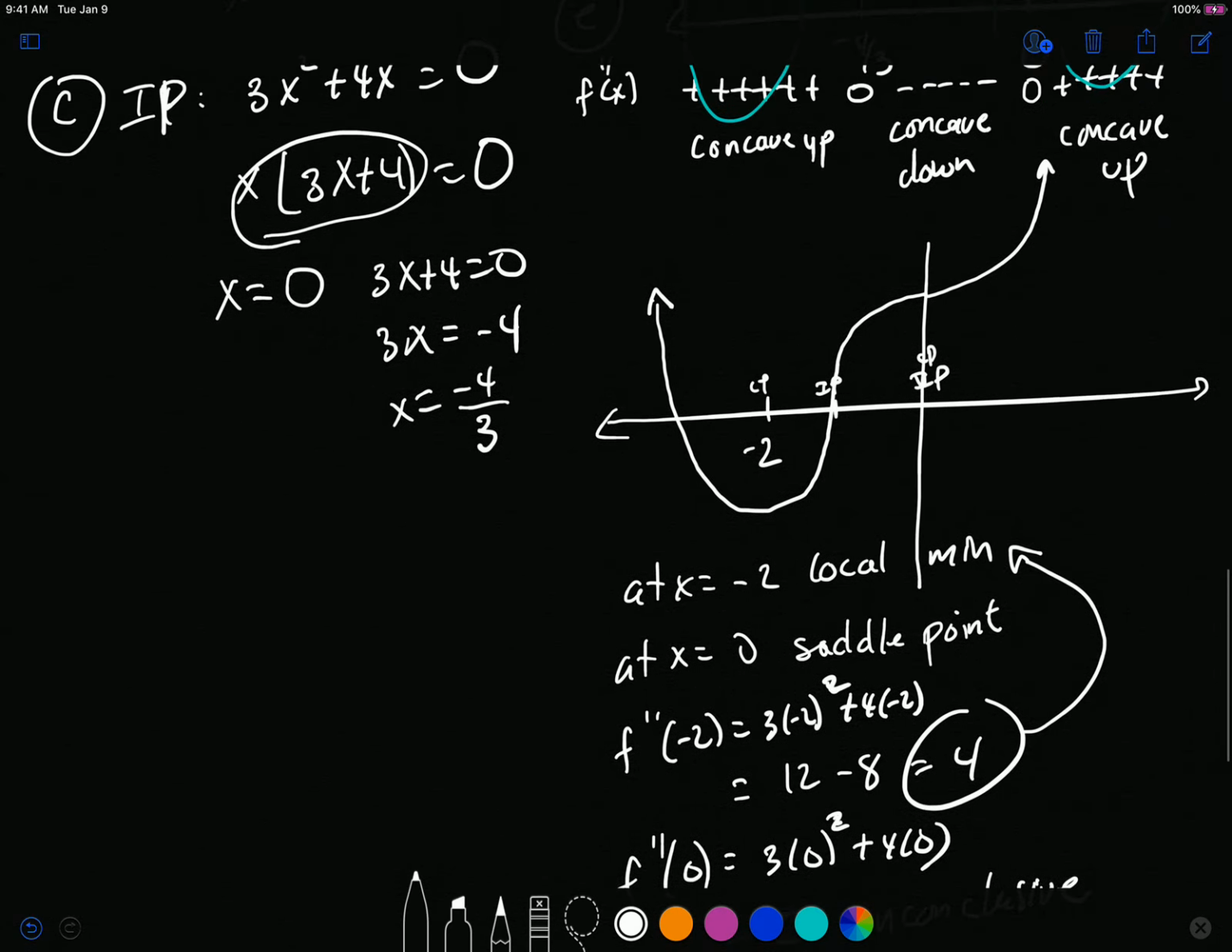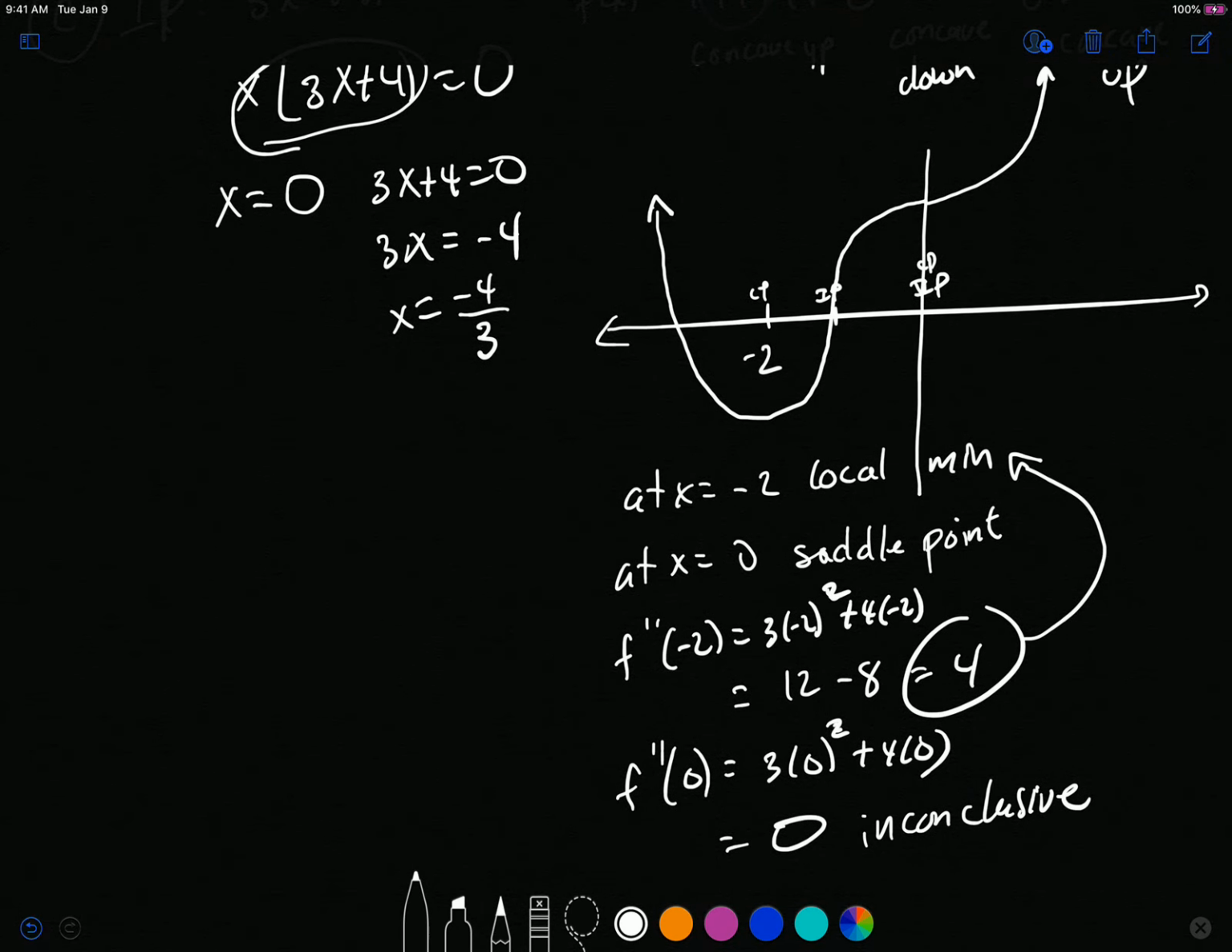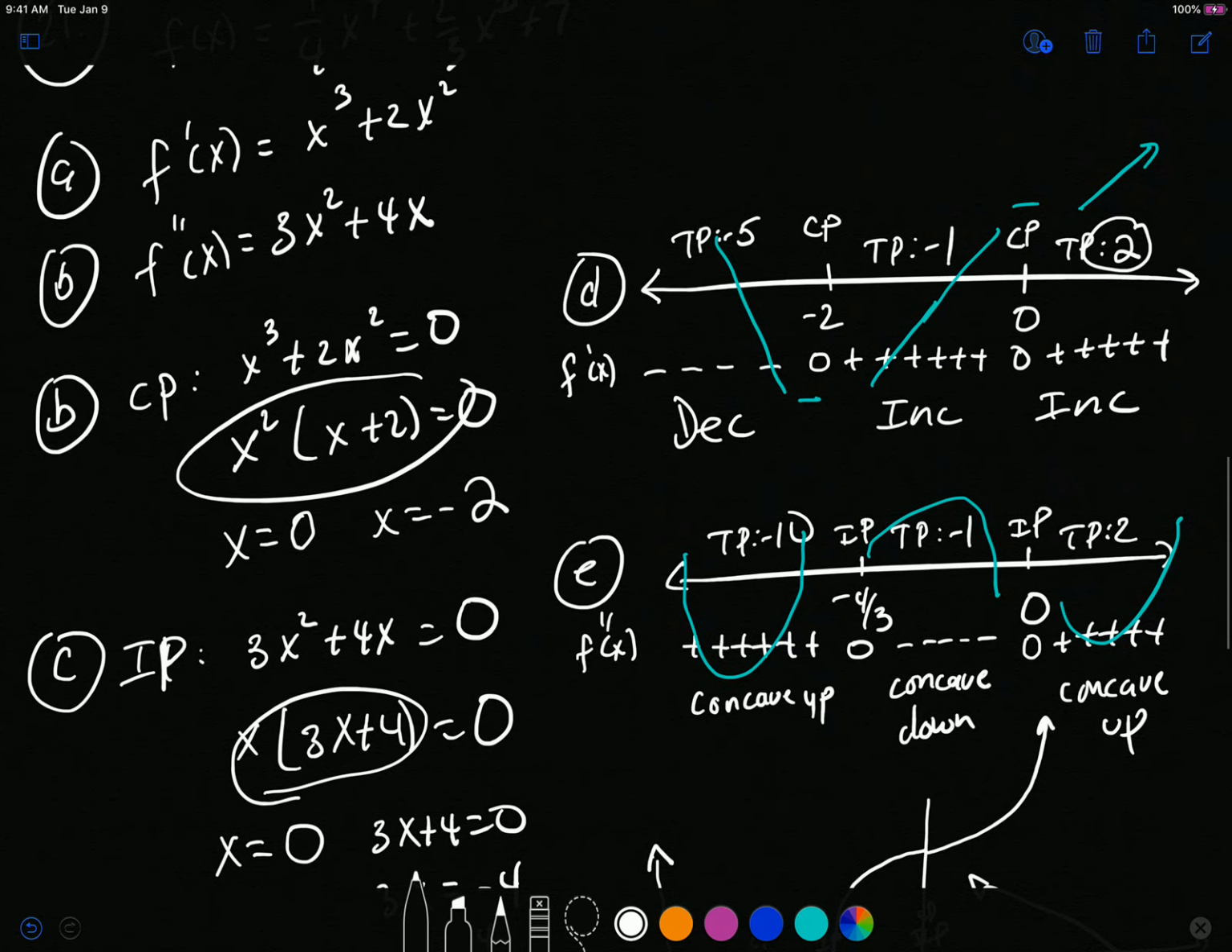Whenever we're inconclusive, we have to look to the graph to determine whether we have a local max or min, and we can see that the graph is neither local max nor local min, because after the critical point, the graph keeps doing what it was doing. So it's increasing, it goes flat, but it increases again, and that's the hallmark of a non-max, non-min point.